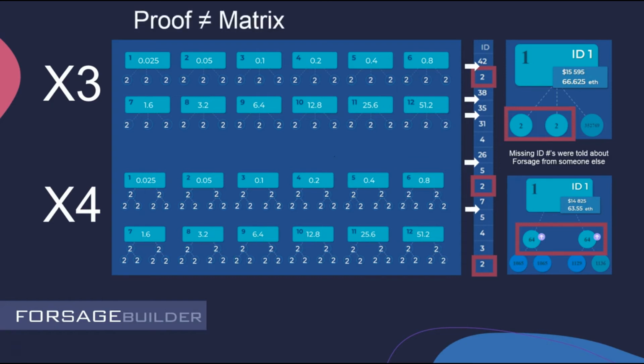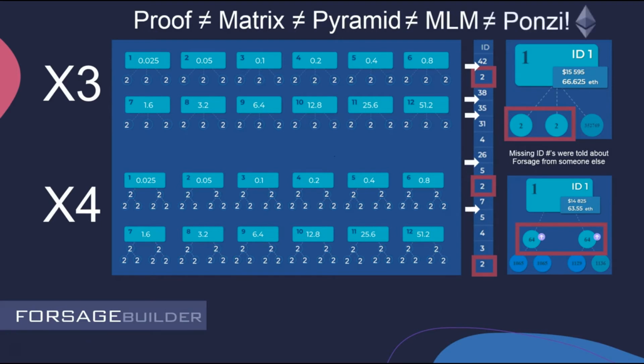The second thing that should now be blatantly obvious is that this demonstrates proof that Forsage is not a matrix. If it's not a matrix, then it can't be a pyramid. If it's neither a matrix or a pyramid, then it can't be multi-level. And due to the fact that every contribution transaction is executed automatically through the smart contract protocol, which is openly recorded for everyone on the planet to see on the blockchain for themselves, Forsage cannot possibly be a Ponzi, as the automation and transparency alone defies the very definition.